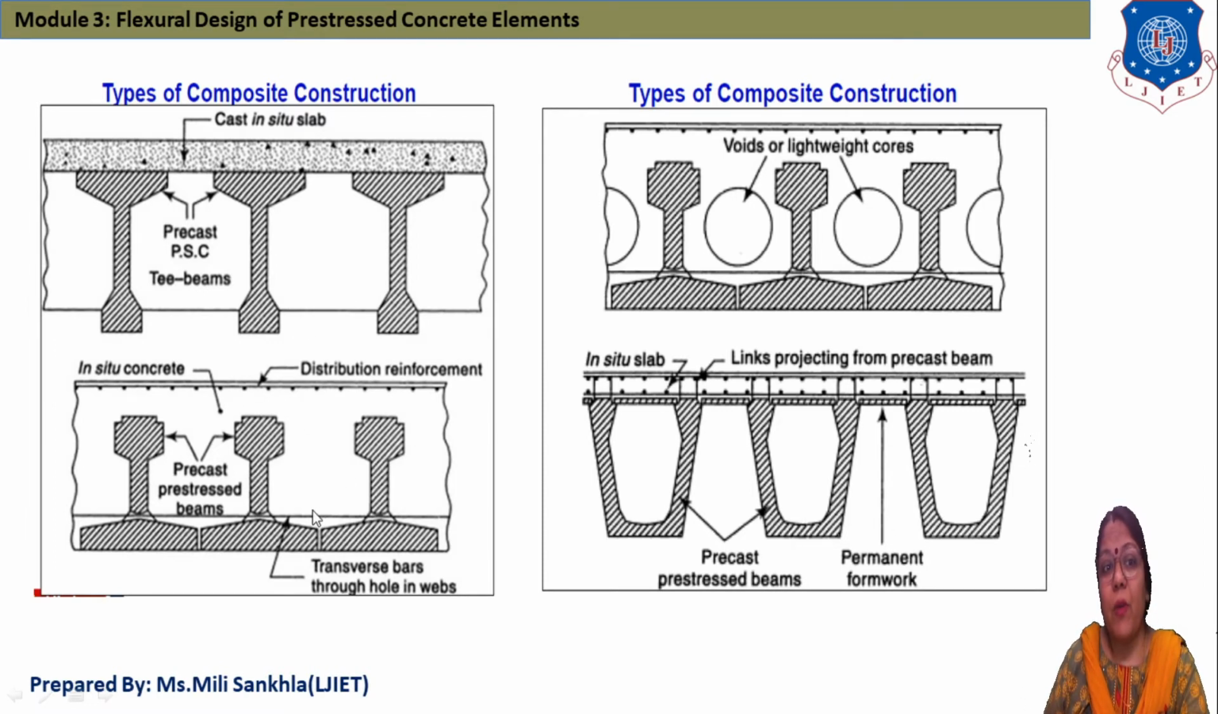Now in the second image, look at this again: this one is the I-girder and this one is precast, and a distribution sheet is provided in the deck slab. In the third image, look at this: voids and lightweight cores are provided between these I-girders, okay, and this one is like a box girder, and this top is cast in situ, and this box girder is a precast prestressed beam, okay.